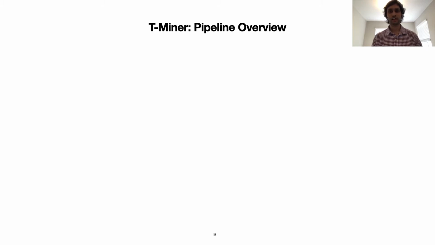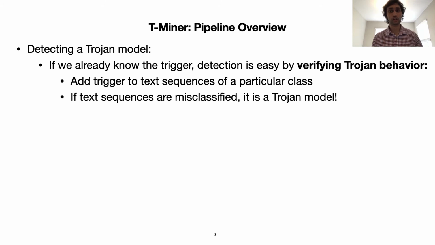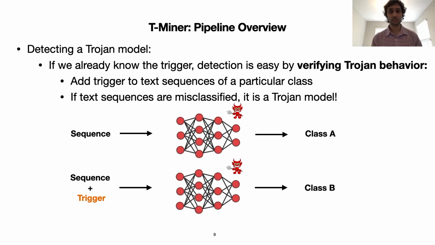To understand T-Miner's pipeline, let's start with a simple setting. That is, if we already know the trigger phrase a priori, then it would be easy to detect whether the given model is a Trojan model or not. To do so, we could simply insert this trigger phrase into a number of sequences belonging to, say, class A. If most of them get misclassified to class B, we can say that the model has Trojan behavior.